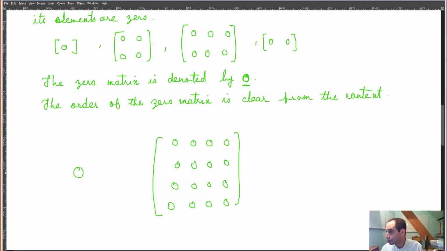Now, the next part that we have here is called the equality of matrices, and I think we can do that in this video as well.